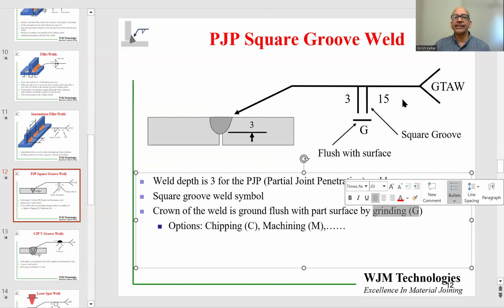Over here, I'm showing the length of the weld as 15. Since this is a 2D cross-section, we cannot see the length, but 15 would be the length of this weld. Again, the start and stop points are not specified. That would be on the part drawing. In the tail of the weld, we see GTAW. GTAW means gas tungsten arc welding. So the design engineer is requiring that this weld be made with gas tungsten arc welding.